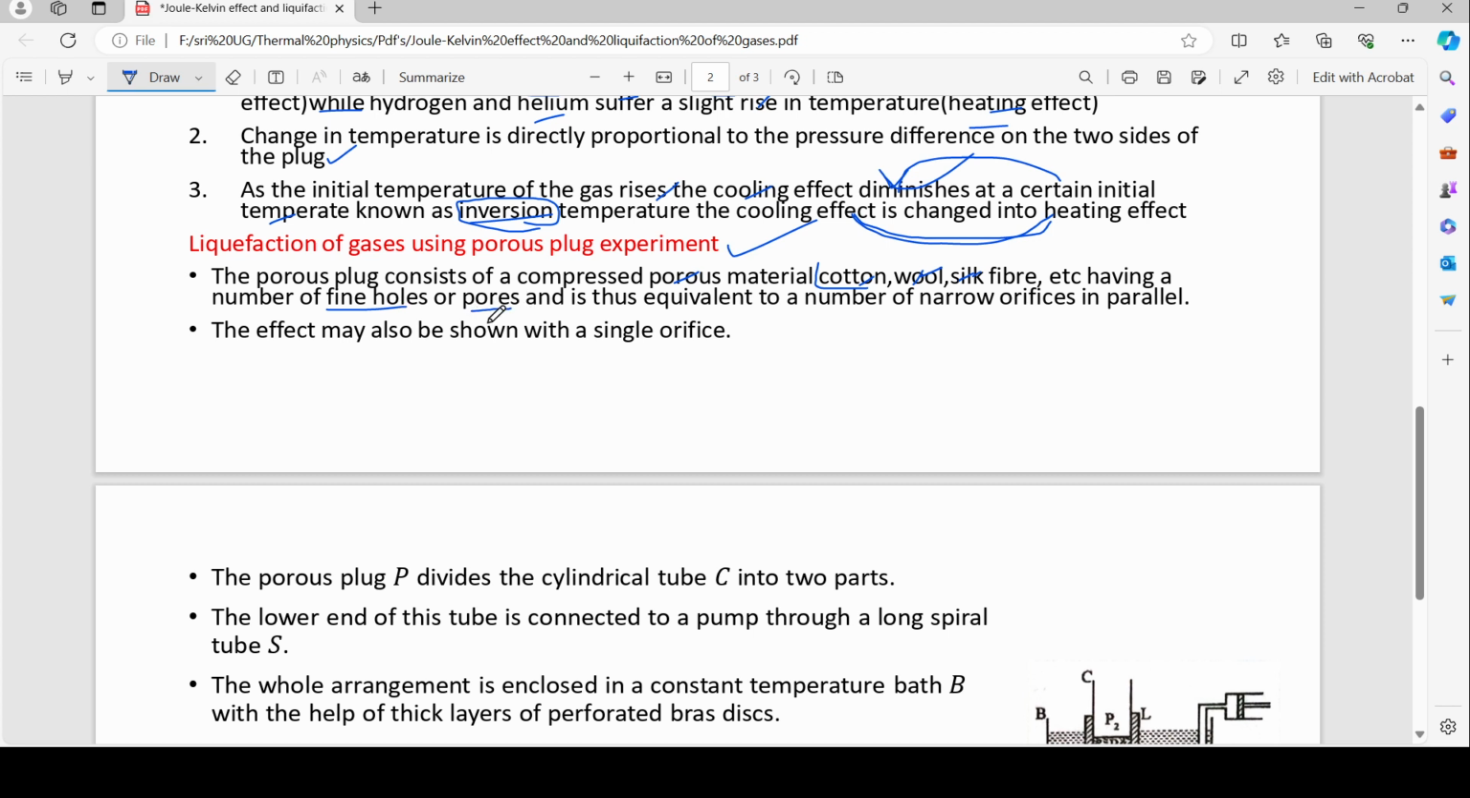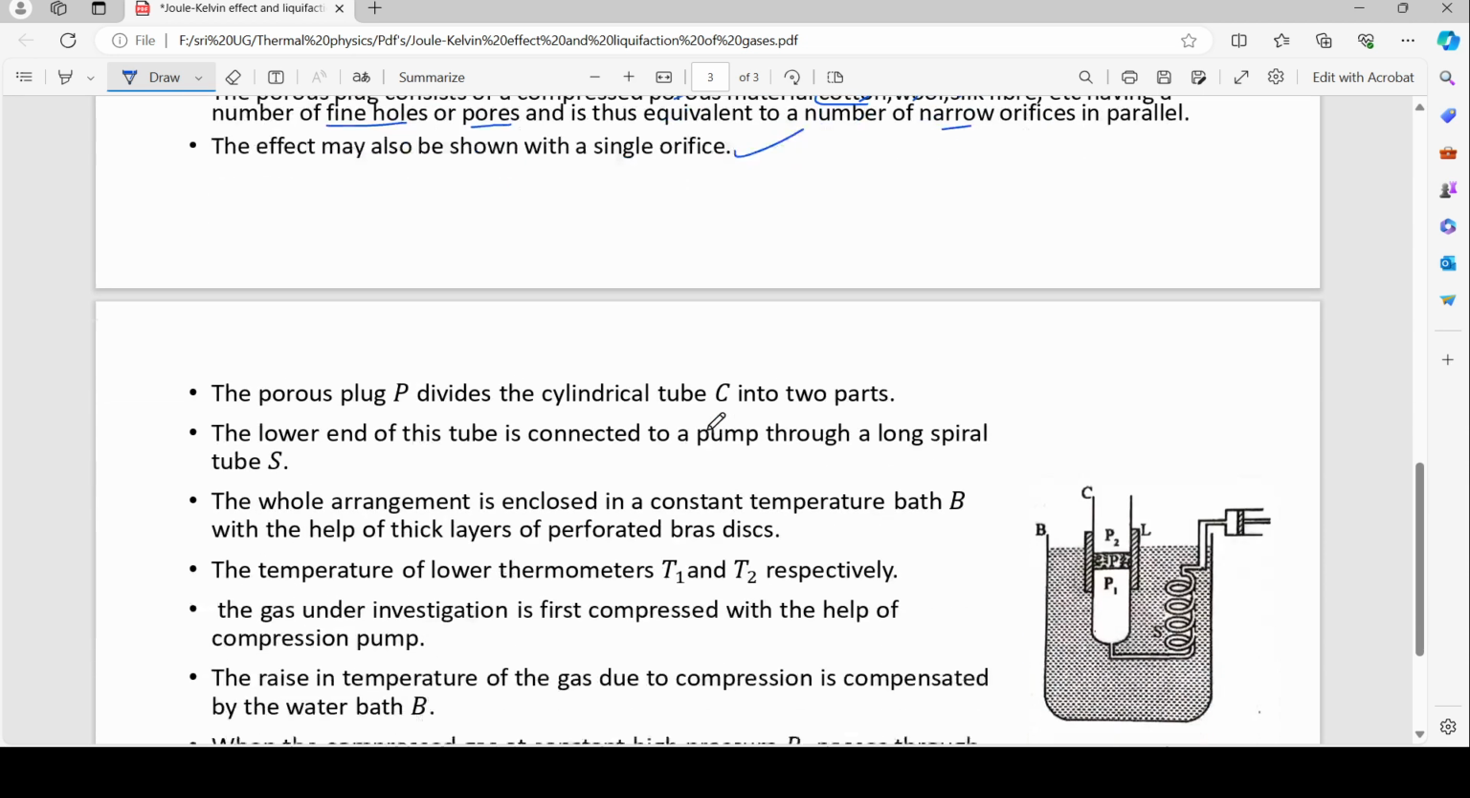Fine holes, also called pores, and is thus equivalent to a number of narrow orifices in parallel. Orifices means small holes which have a certain length. So holes which have a certain length are called orifices. The effect may also be shown with a single orifice. So this effect can also be shown by a single orifice.